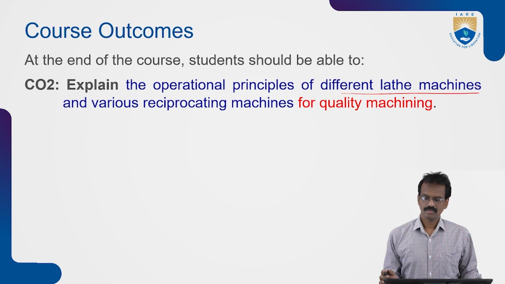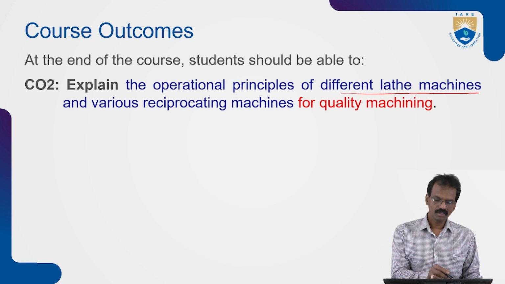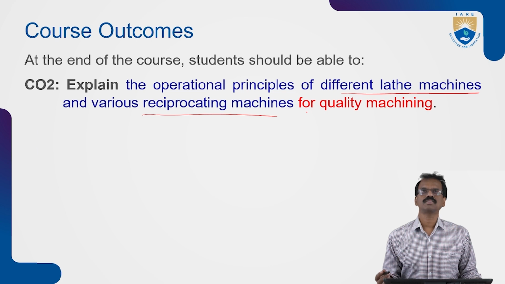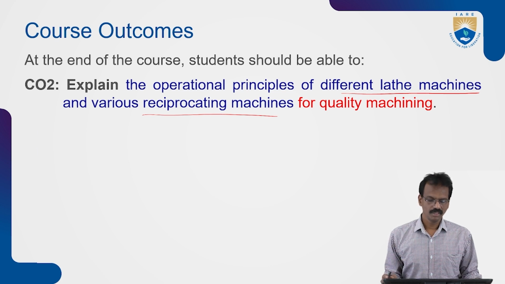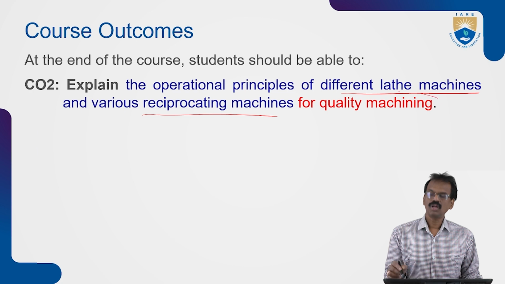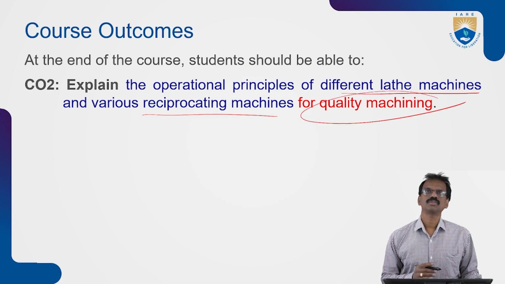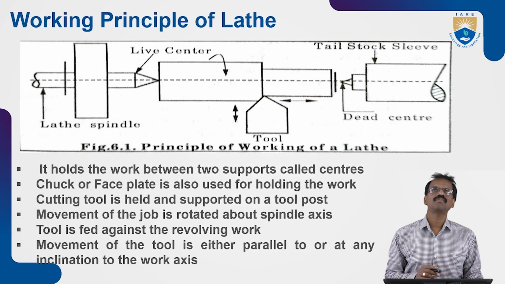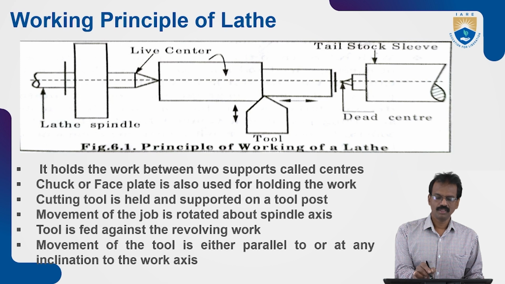So central lathe or automatic lathe, different lathe machines, and various reciprocating machines also, shear shaping machine, and different reciprocating machines also. So for quality machining, that is the main objective or outcome of this content. Okay, first of all, we will see the working principle of the lathe.